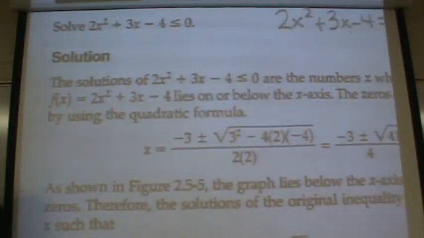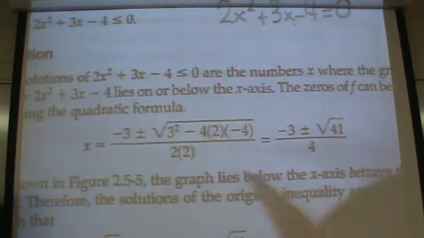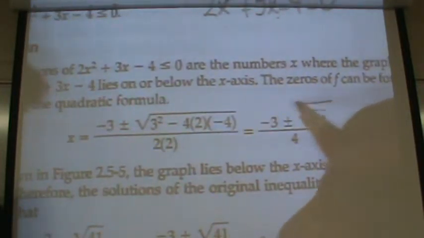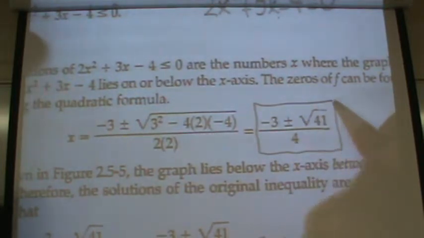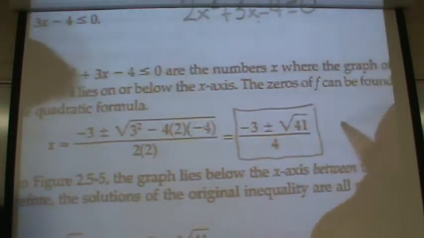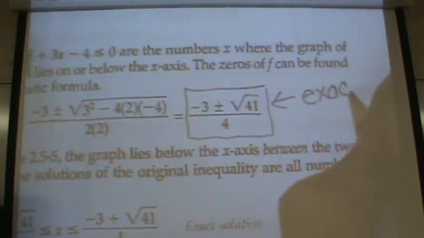Now, I'm not teaching you the quadratic formula right now. They did it for you here. And I don't want to waste time going through the quadratic formula. But if you use the quadratic formula, you get that answer, right? So, how many answers are here? 2. These are called what kind of answers? Exact. These are exact answers.